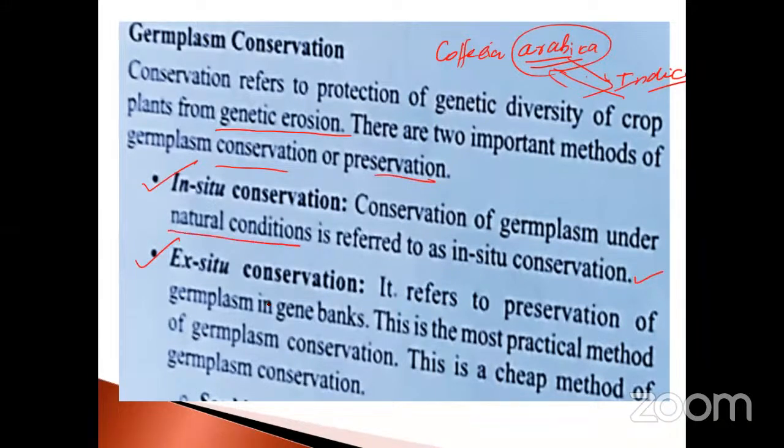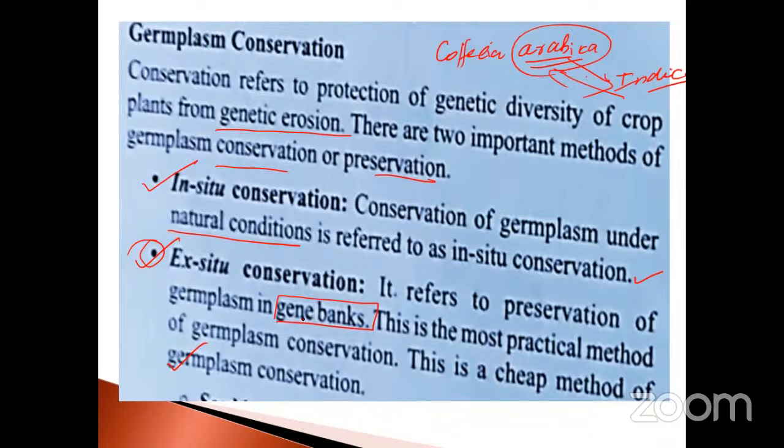Ex situ refers to the preservation of germplasm in a gene bank. This is the most practical method and the cheap method of germplasm conservation. Sometimes they may ask the question, which one of the following is a very cheap method of germplasm conservation? Like that, they may ask, and the answer is ex situ. What is the meaning of ex situ? Ex situ is nothing but germplasm conserved in the gene bank.